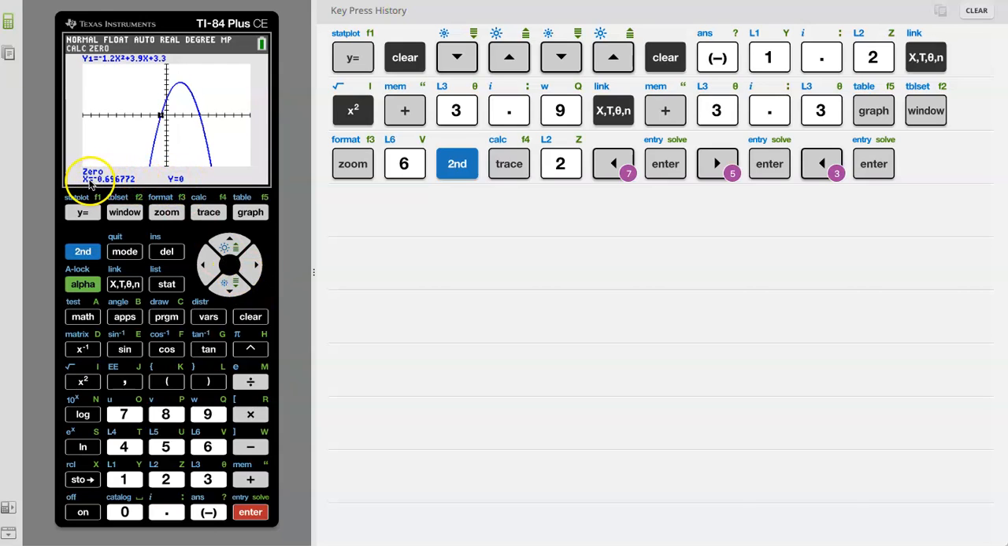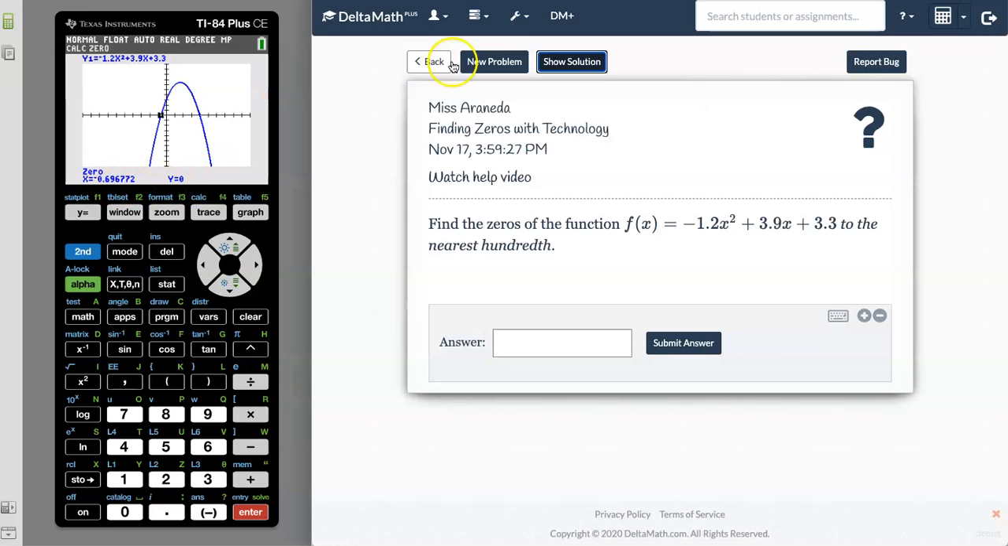All right, so here we can see that the y value is 0, but what we're looking for is this x value. That point right there on the x-axis is negative 0.6967 and so on. In Delta Math, we are going to round to the nearest hundredth, so that's 2 decimal places. So I'm going to do negative 0.6, and then 2 decimal places, so 0.69, that 6 is going to round this up. So this is actually 0.70. All right, 69 rounds up to 70.